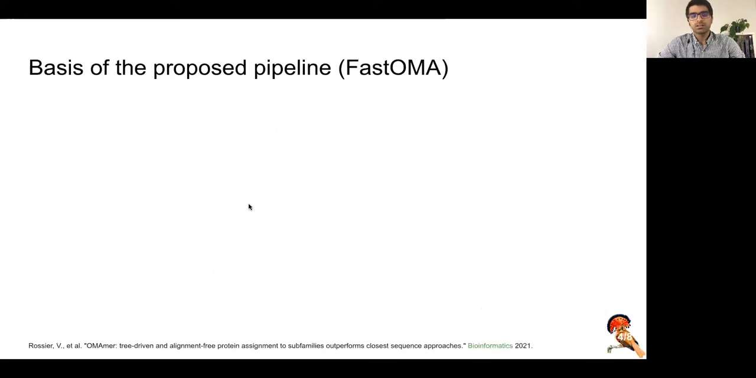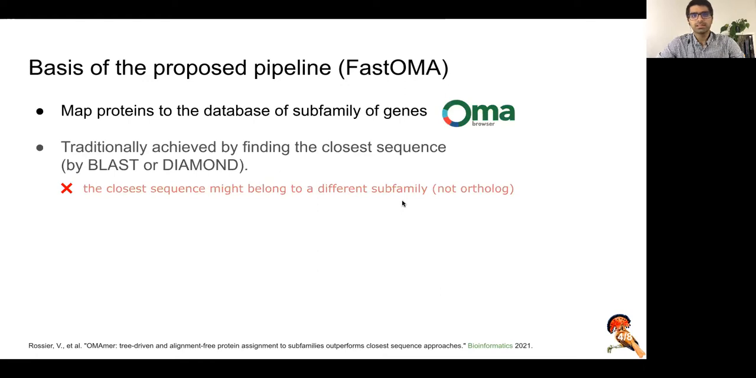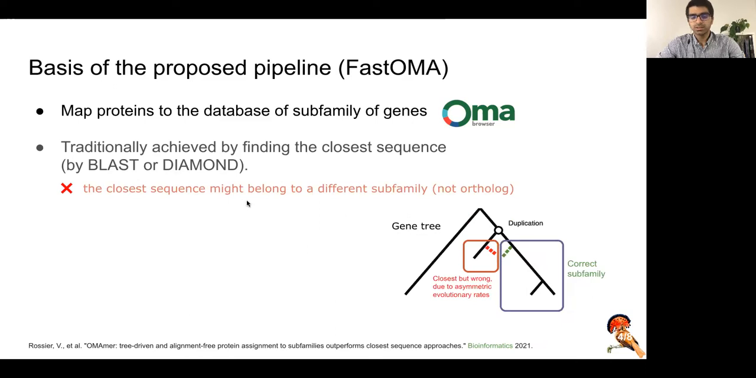The basis of the proposed pipeline called FastOMA is the fact that we already know for many species what the gene families are and where the duplications happen. We use the OMA database, including 2000 genomes, which is a database of subfamilies of genes, and we map proteins on them. Traditionally, it was done by finding the closest sequence using methods like BLAST or DIAMOND. The issue is that the closest sequence might belong to a different subfamily.